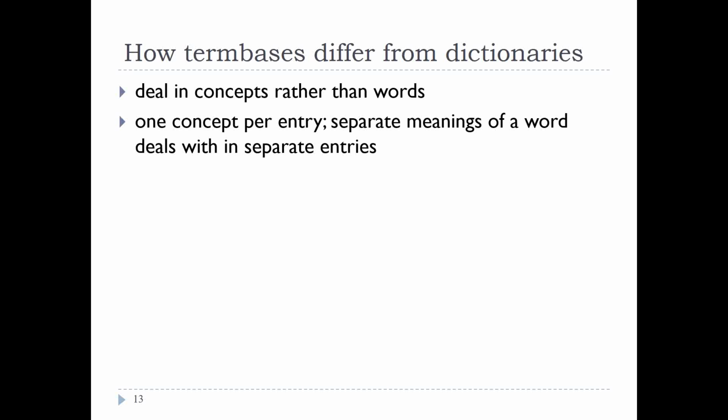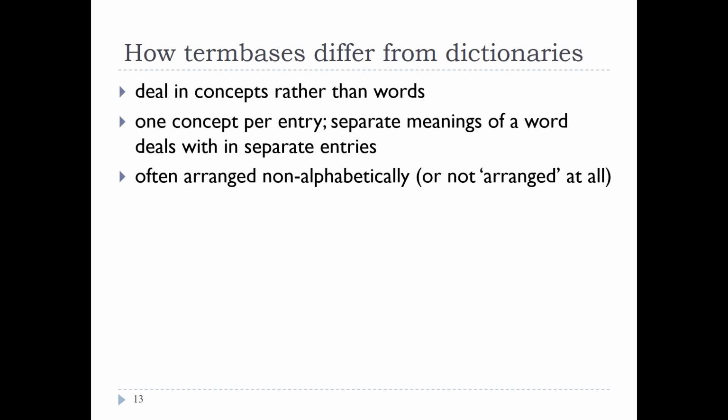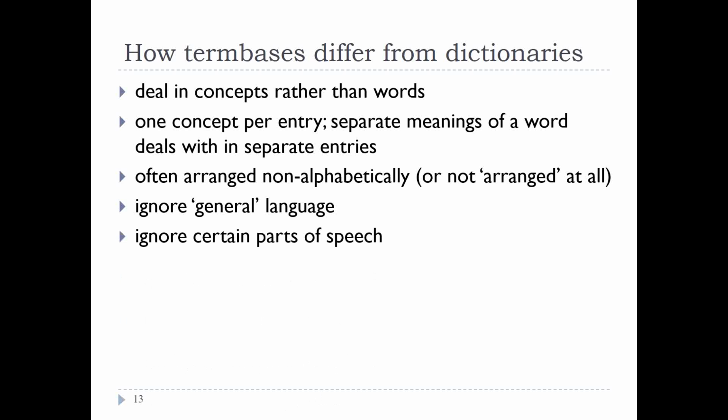This means that separate meanings of a word, which would be arguably different terms, will be dealt with in separate entries. Because of the way information within a term base is accessed, there's no need to list the terms alphabetically at all, although that can be convenient for the human user, depending on how the database is going to be searched. General language is not included, and certain parts of speech are also generally excluded. Prepositions, pronouns, conjunctions, for example.